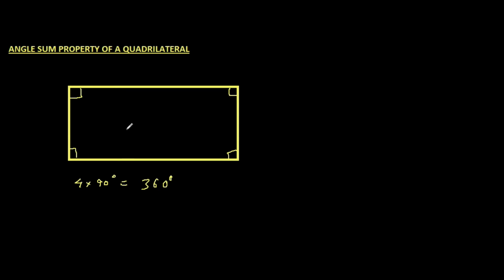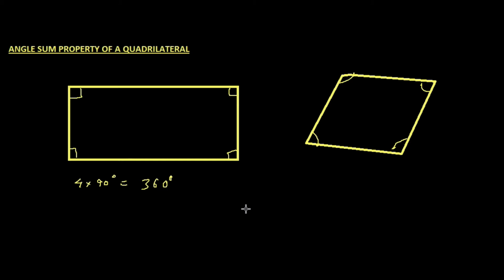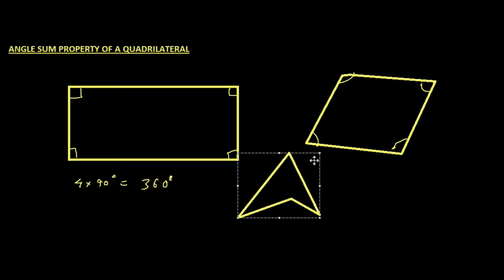Now this is a rectangle, but what about a general quadrilateral? Say I've got something like this. What will be the sum of the internal angles in this figure? By that I mean this angle, this angle, this angle, and this angle. What will that add to? Or suppose I've got a chevron-like quadrilateral, which is something like this. What will be the sum of the internal angles of this figure? This angle plus this angle plus this angle plus this angle.